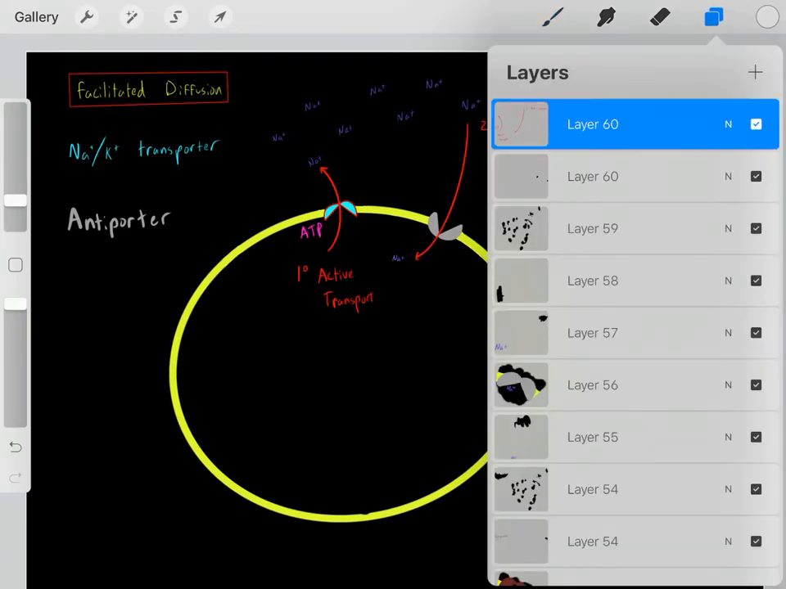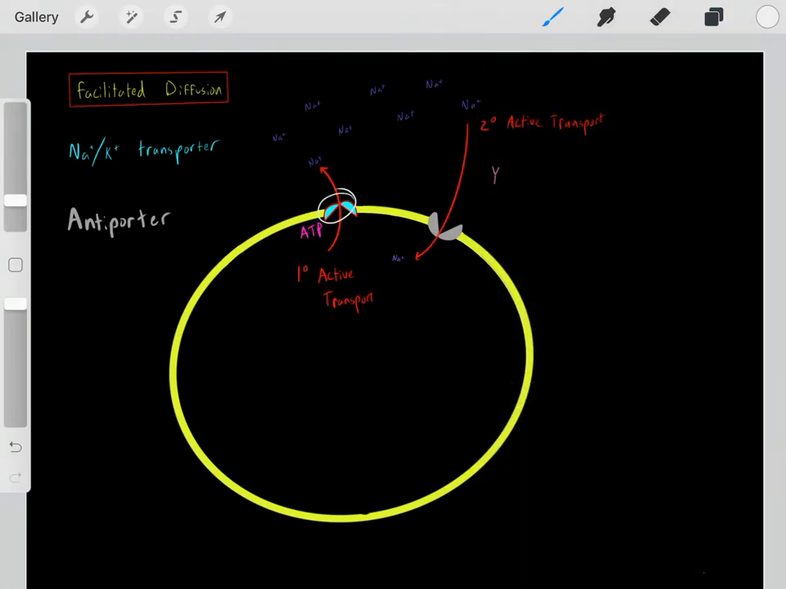And just some terminology: when we have a carrier that uses ATP directly to push stuff against its gradient, that's referred to as a primary active transporter. So this is a primary active transporter because it directly uses ATP to create the sodium gradient. However, if we have a transporter that uses one concentration gradient to push another molecule, that's referred to as a secondary active transporter. So this would be a secondary active transporter.